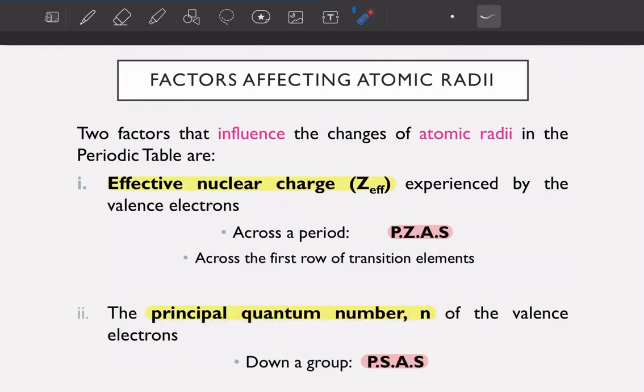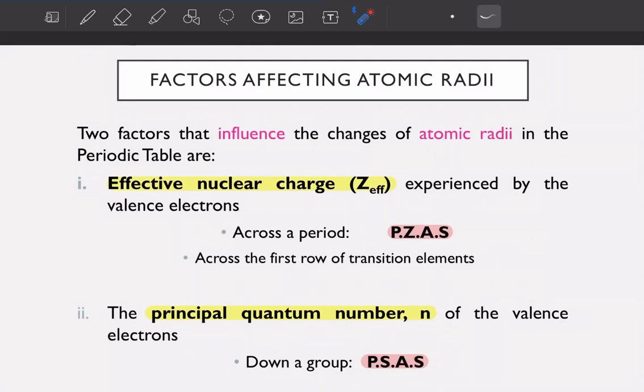Okay, so N is your energy level, your shell, your period. Your highest N, the principal quantum number of your valence electrons, will explain down the group. Yang ni akan explain across period. So, down the group, we will use the formula PSAS.